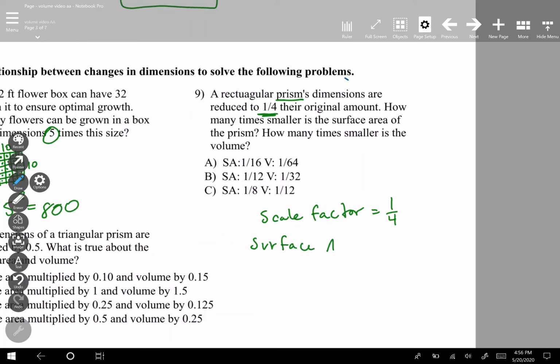Okay, surface area. Remember, how does area change? With the scale factor squared. So you take our scale factor, 1/4, and we're going to square it. And that means you do 1/4 times 1/4. So 1 times 1, which is 1, over 4 times 4, which is 16. So the surface area is going to be 1/16 as big.